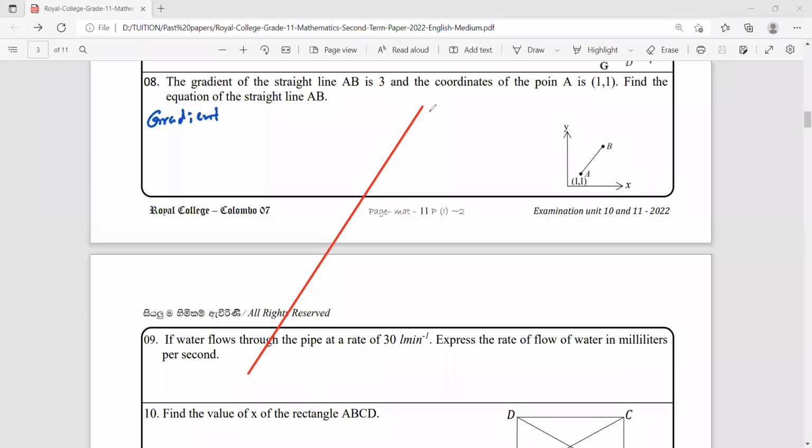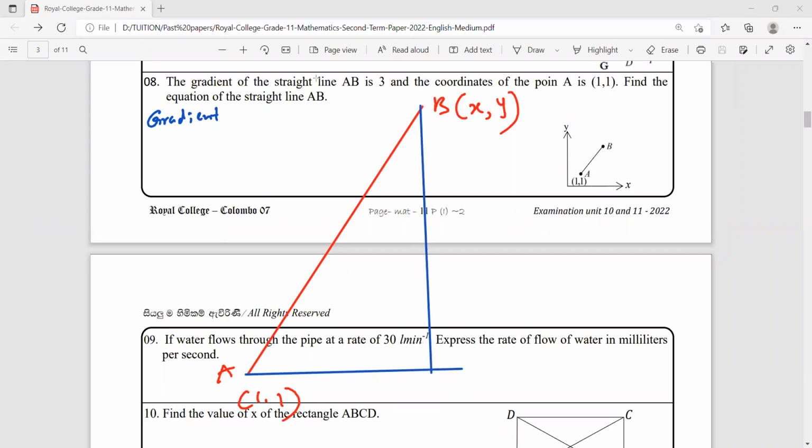If this is b, this is a, and this is x, y, this is 1, 1, and you can draw this triangle like this. So you get this thing here, and you know the gradient is equal to tan theta, so I can mark here theta, and this length of this side is y minus 1, and this is x minus 1.